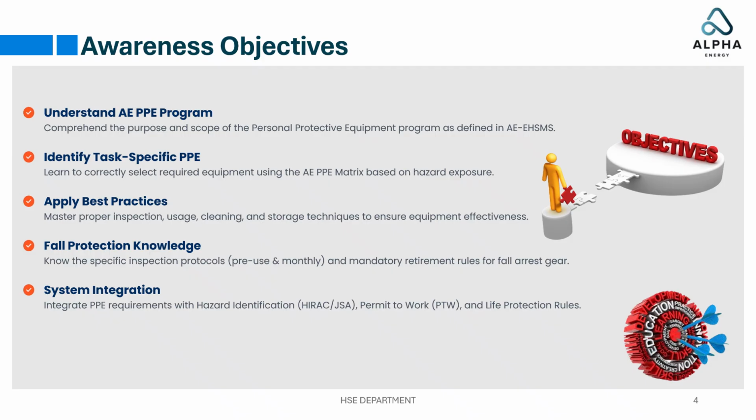Energy PPE program as defined in Al Masood Energy EHSMSP 14. Identify and select task-specific PPE using the Al Masood Energy PPE matrix based on hazard exposure. Apply the best practices for PPE inspection, use, cleaning, and storage to maintain equipment effectiveness. Fall protection knowledge requirements, including pre-use and monthly inspection protocols and mandatory retirement rules for fall arrest equipment. System integration, ensuring PPE requirements are fully integrated with hazard identification, HIRAC/JSA, permit to work, and life protection rules.